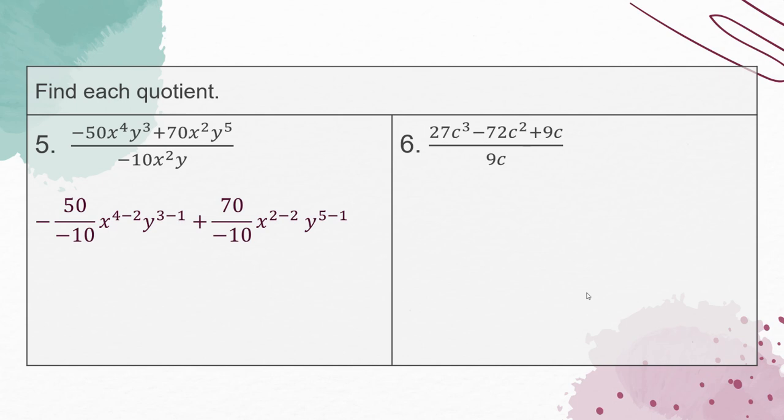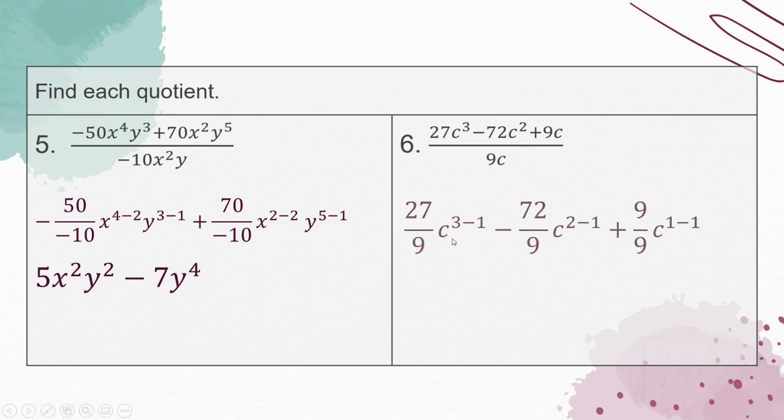For number 5, set it up where we will divide the coefficients and subtract the exponents on like bases. So we'll have negative 50 divided by negative 10, x to the 4 minus 2, y to the 3 minus 1, plus, and then moving on to your second term and dividing it by negative 10x squared y, we'd have 70 divided by negative 10, x to the 2 minus 2, y to the 5 minus 1. Remember, there's an understood 1 exponent here with the y. And then dividing and subtracting, it simplifies to 5x squared y squared minus 7y to the 4th.